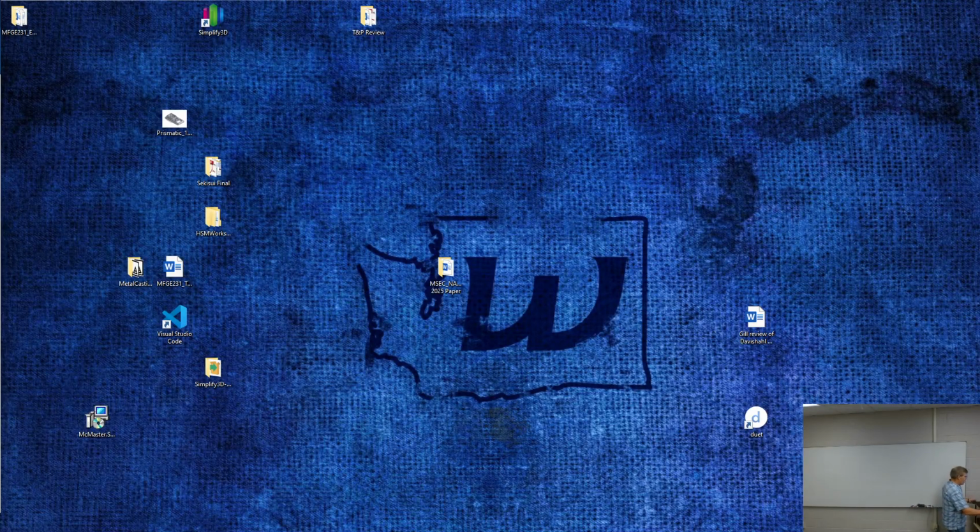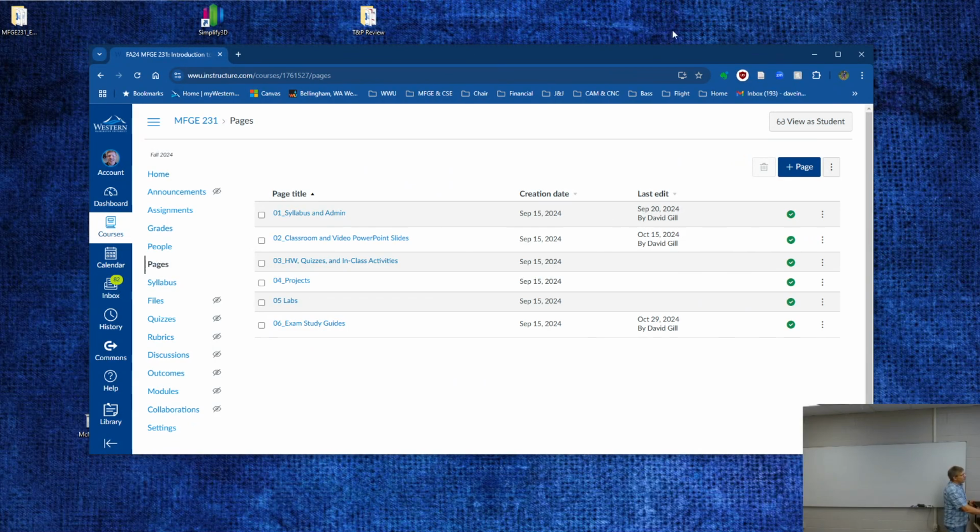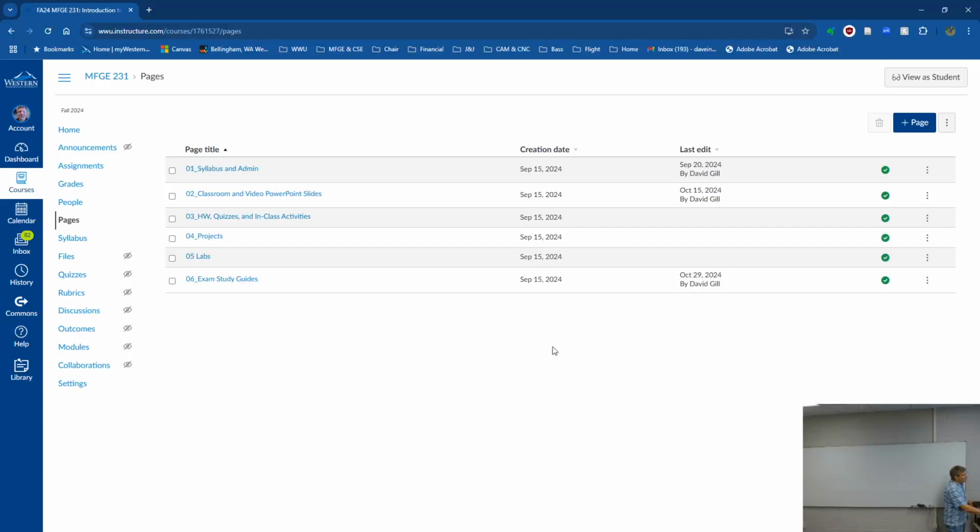So on my printer at home, yes. No. On my printer at home is a stack of 24 double-sided exam study guides. Yay! That doesn't do us any good, does it?